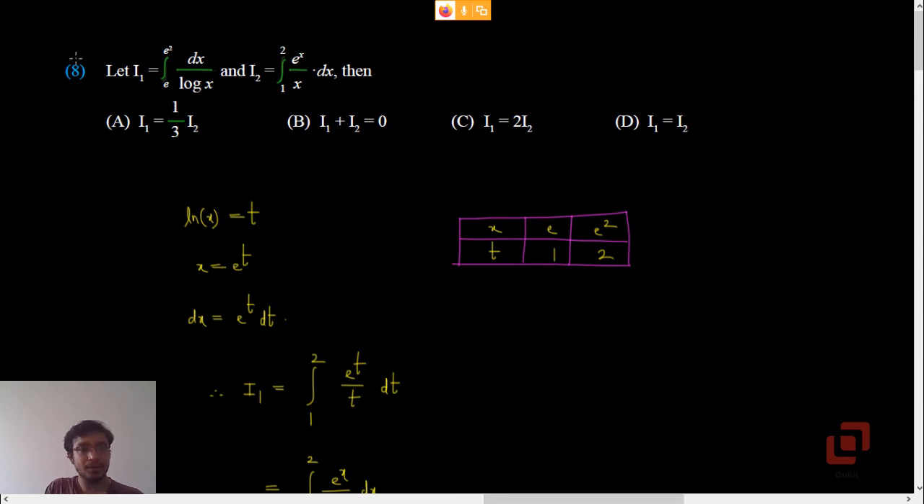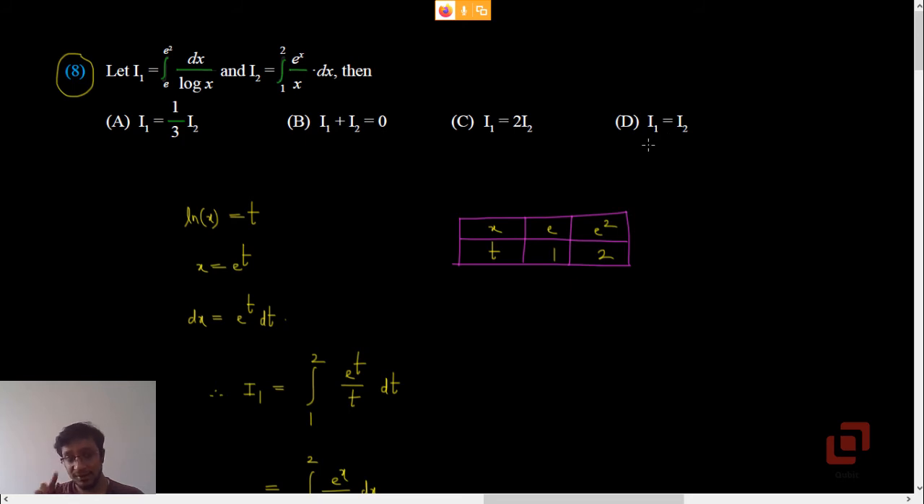Okay, question 8. Let I1 be the integral of 1 upon log of x dx with limits e and e squared, and let I2 be the integral of e to the power x upon x dx with limits 1 and 2. Then option A, I1 is 1 upon 3 times I2. B, I1 plus I2 is equal to 0. C, I1 is equal to 2 I2, and D, I1 is equal to I2.